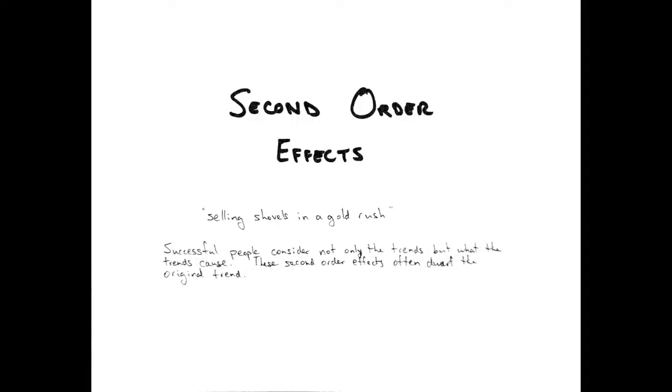Today we'll be looking at second order effects, especially as it relates to cryptocurrencies. One way of looking at this is selling shovels in a gold rush. The people who really made money in the gold rush weren't the gold miners. Those guys were taking a really big risk, but the guys who sold them useful things like shovels and jeans and things like that.